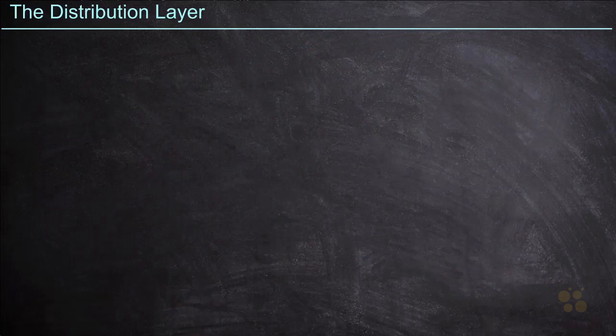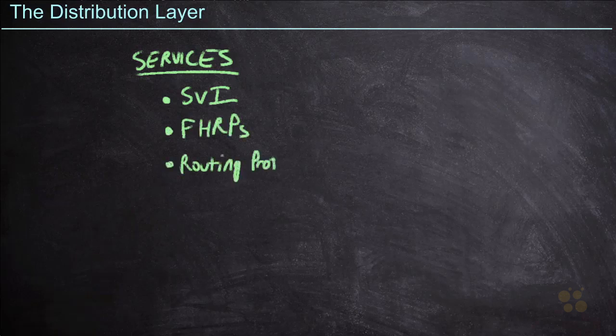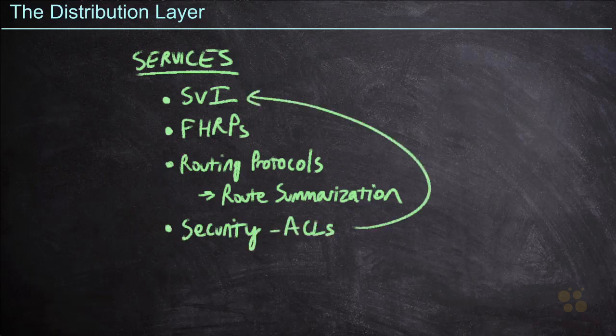So there's a lot there. Let's go ahead and list these out. What kinds of services do we need at the distribution layer? First of all, those switched virtual interfaces, which is a fancy way of saying a VLAN interface. Next, we expect to run those first hop redundancy protocols on those SVIs. Third, we can expect routing protocols to be at play. And by the way, this includes route summarization. And last but not least, we have security, specifically via access control lists or ACLs, which will be deployed onto those SVIs.